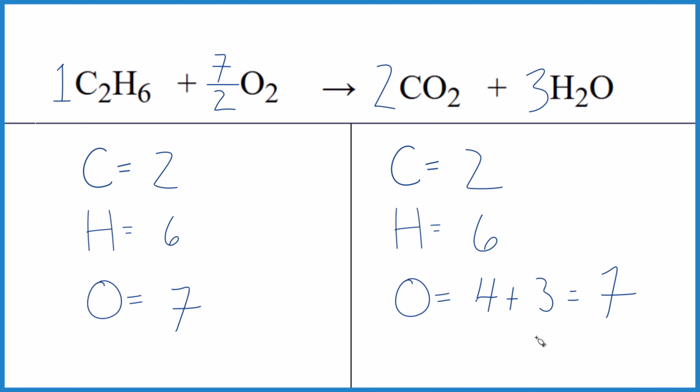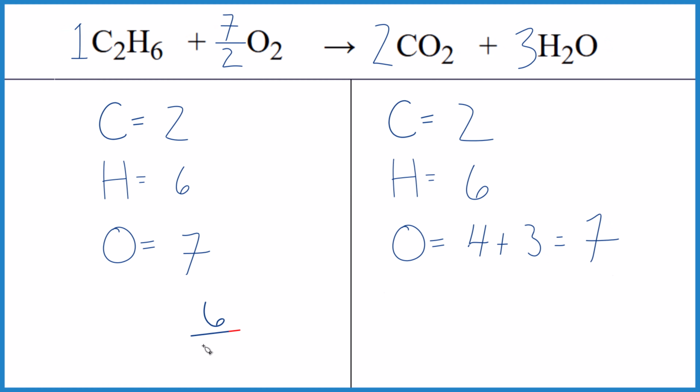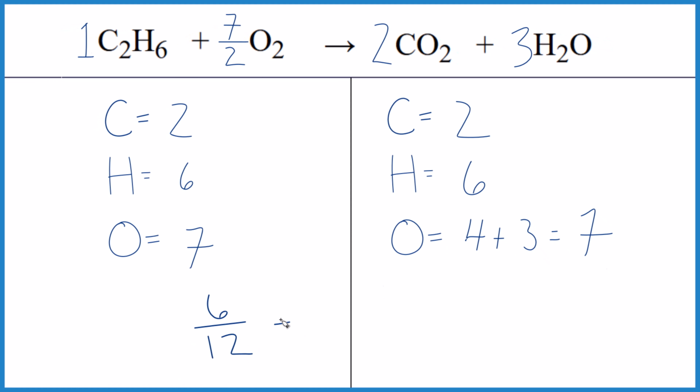So here's an analogy that might help you understand that. If we have the fraction 6/12, we could simplify that to 3/6, or even simplify it further to 1/2. These are all the same ratio. They represent the same number, 0.5, just they're written differently. Same thing with the coefficients here.